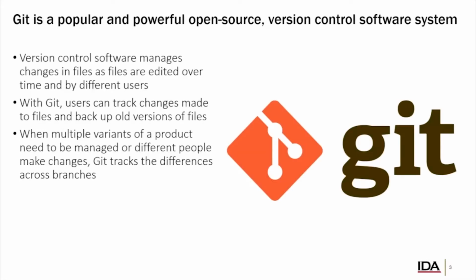To get started, Git is a powerful and popular open source version control system. Version control software manages changes in files as those files are edited over time by one or more users. With Git, you can track the changes that you make to your files, or you can control multiple versions of your files simultaneously. So if you have version A versus version B, or Tom's version versus Matt's version versus Cynthia's version, Git will keep control of that and make sure that all of those different versions of your product are handled in a sane way.